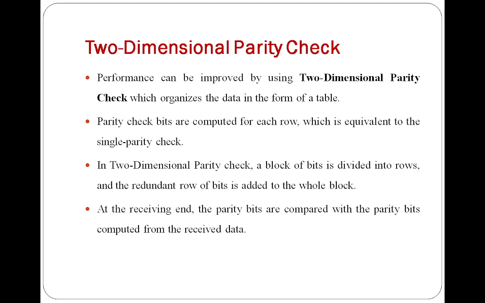So the two-dimensional parity check. Now you can read this content and get a clear cut idea about it. Parity bits are computed for each row, which is equivalent to the single parity check. We will discuss it along with one example in the next slide. In the two-dimensional parity check, blocks of bits are divided into rows and redundant bits are also added to the whole block. At the receiver side, we do the reverse process. We remove the parity bits and check the parity bits at both the sender side and receiver side. We get the original data.